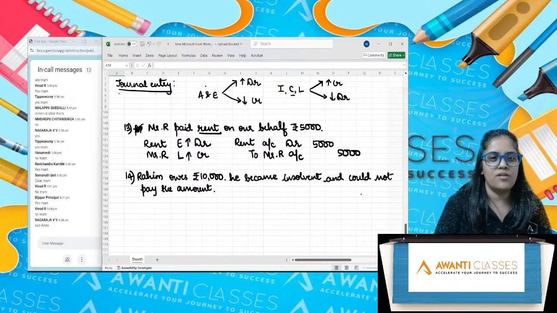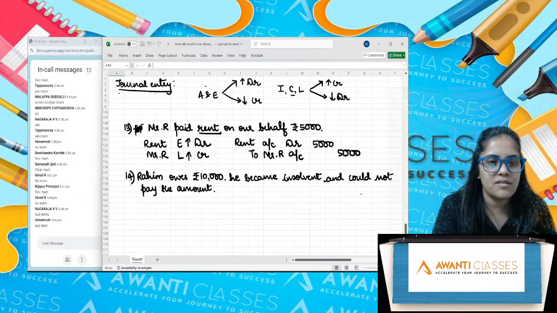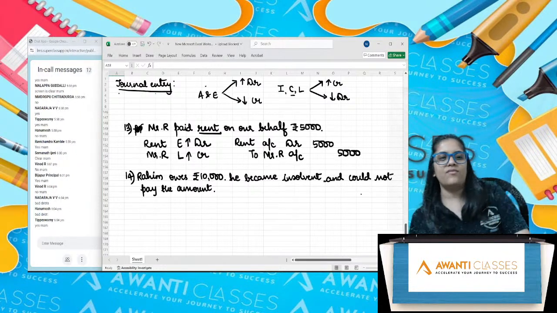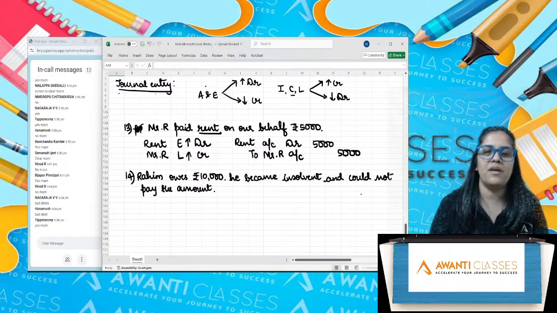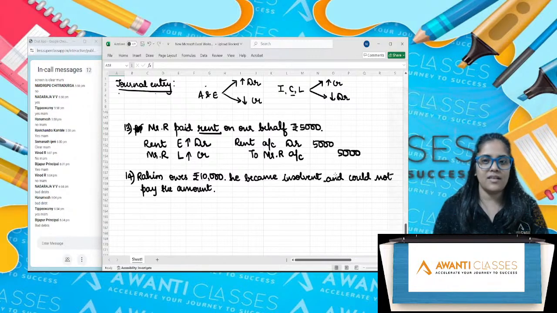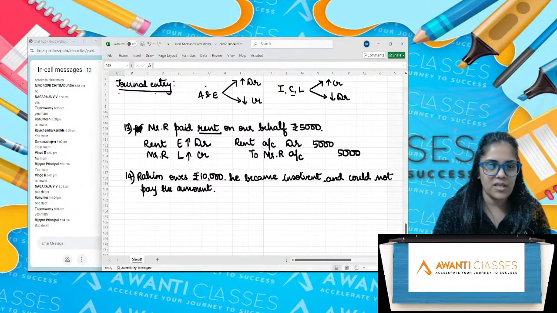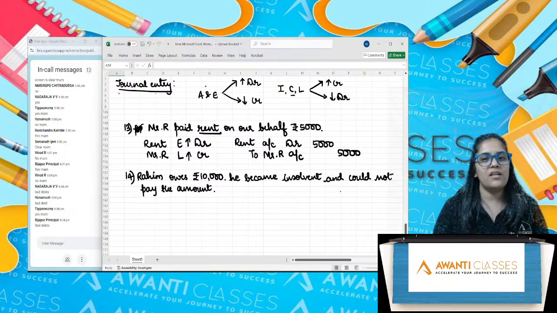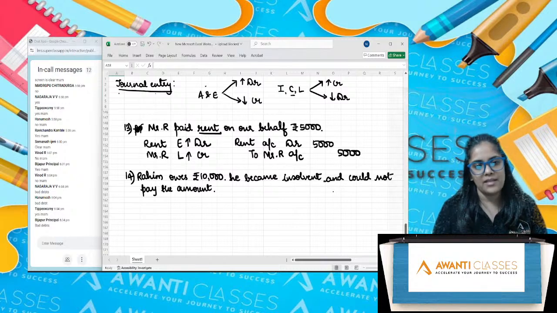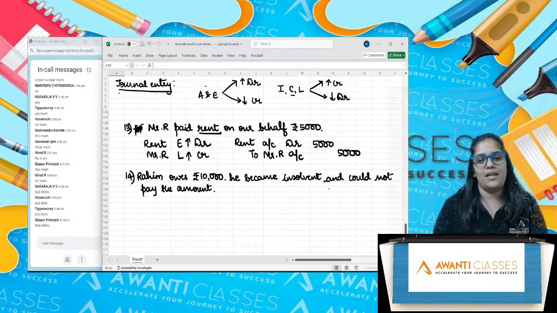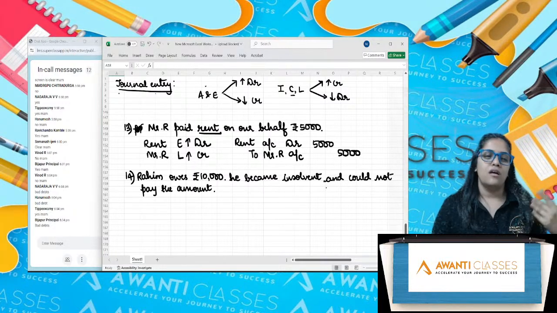Very good, very good, Nagraj. Yes, this will become bad debts. Why will it become bad debts? Whenever the word is insolvency, it will become bad debts. But whenever the words are full settlement, that time it will become discount.